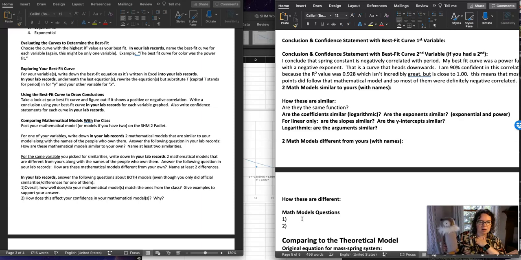Those are my examples, by the way. Owl had exponential, I had the power. Those are the examples to support the answer. And then how does this affect the confidence? Well, gosh, I'm not so confident anymore. Maybe I'm down to 50% confidence because half the class got a different function than I did.